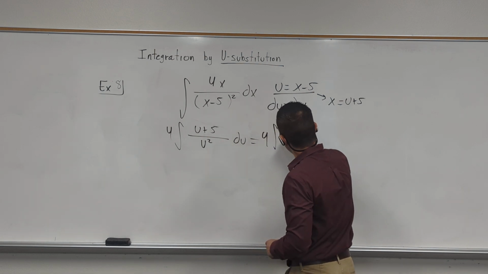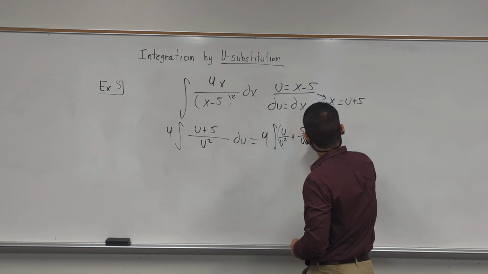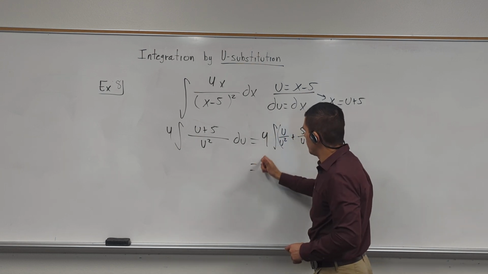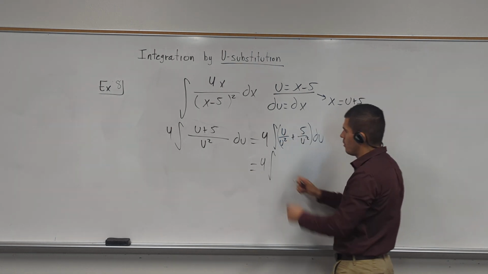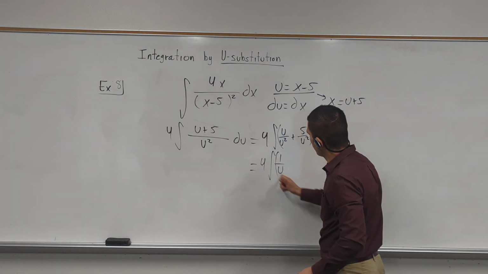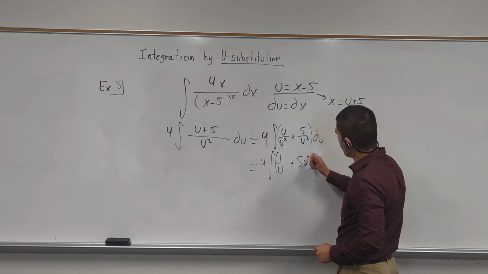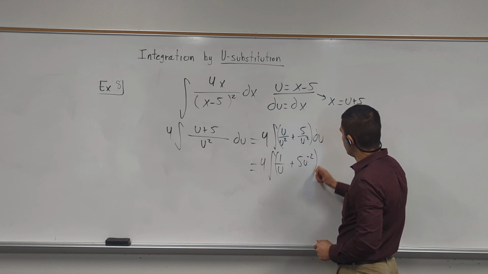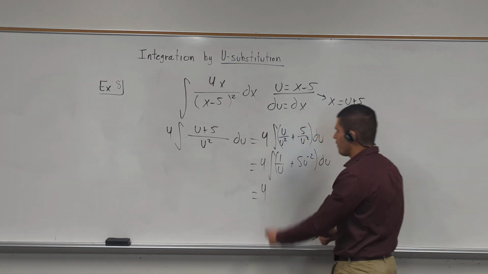This could be u over u squared plus 5 over u squared, put the parenthesis du. Keep the 4, let's keep simplifying before integrating. U over u squared would be 1 over u. 5 over u squared, however, I think it'll be helpful for that one to rewrite as 5 u to the negative 2, du. And we're ready to go.